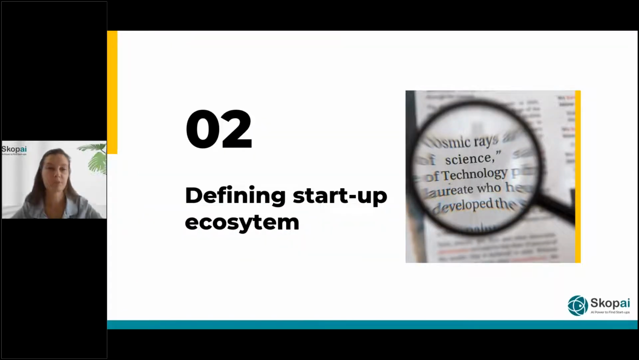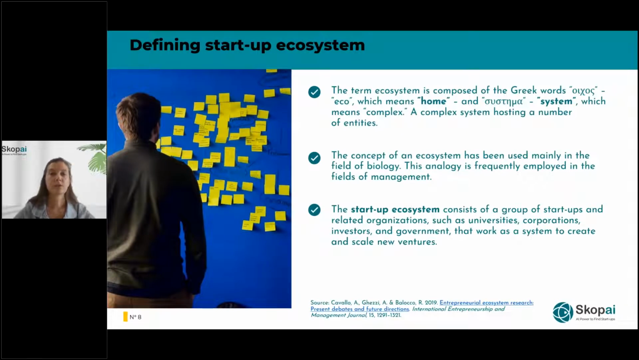And before discussing the different tools that help to map innovation ecosystems, it is important to understand what a startup ecosystem is. When we look at the term ecosystem, we can see that it is built up from two parts. The first part is eco, which means home, and the second part is system, which means complex. And taken together, it is a complex system hosting a number of entities.